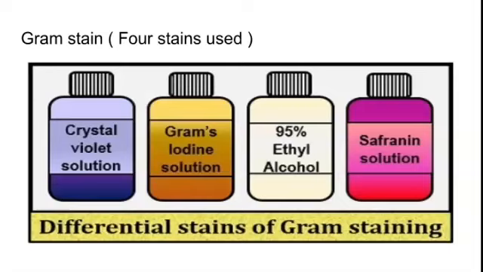So what we do in differential staining or gram staining is we use these four things for our staining techniques. First one is crystal violet solution. The color is represented in the picture. The next one is Gram's iodine solution, and 95% ethyl alcohol, and safranin solution.